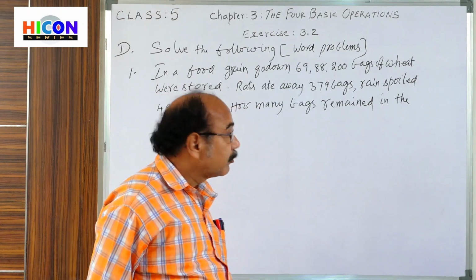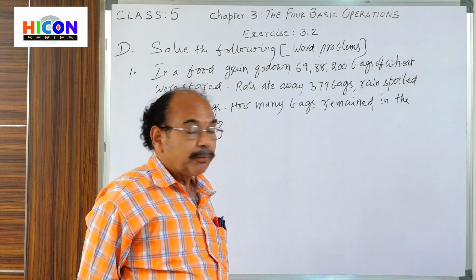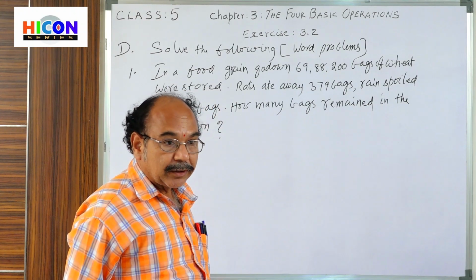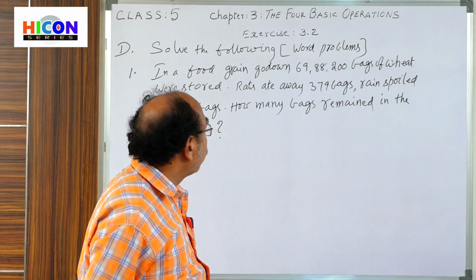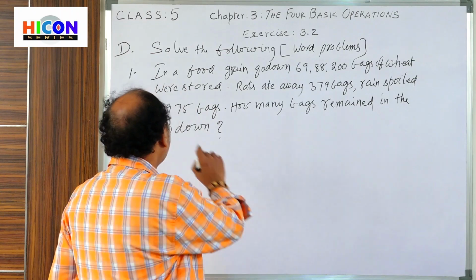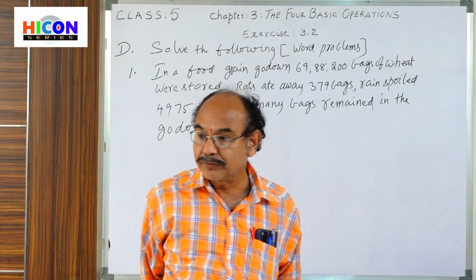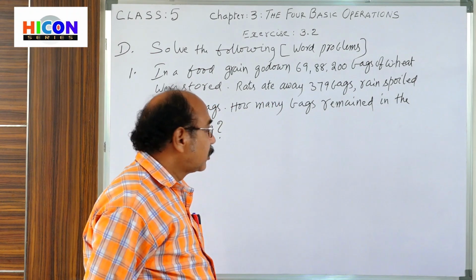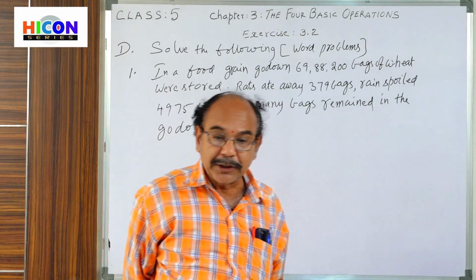Next one. Due to rains, some bags were spoiled. How many bags were spoiled? See, 4,975 bags were spoiled. So, how many bags remained in the godown?